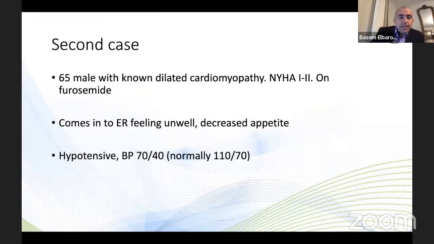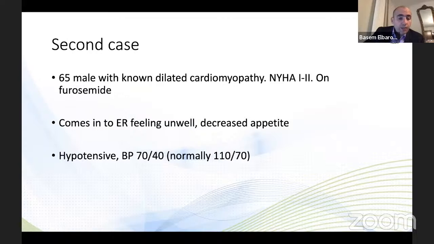So let's get to the second case. 65-year-old male with known dilated cardiomyopathy. Has NYHA class 1 or 2 and is on furosemide. As I mentioned in the presentation, he had a recent viral infection. He has decreased appetite and now comes in hypotensive. His blood pressure is 70/40.